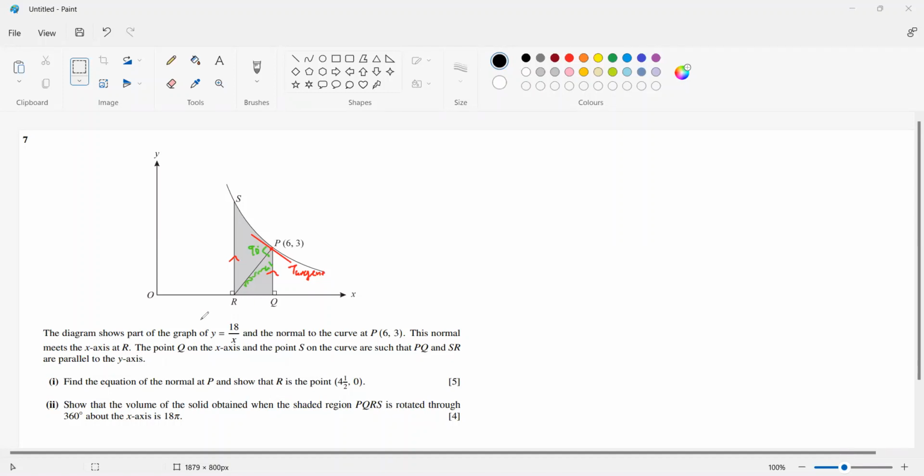Now, let's take a look at how to find that. Let's rewrite the equation of the curve first. y is given as 18 over x, and we need to turn it into polynomial form: 18x to the power of -1, so that we can differentiate. The reason we want to differentiate the curve is for dy/dx. So -1 times 18, then x to the power of -2. In other words, dy/dx is just negative 18 over x squared.